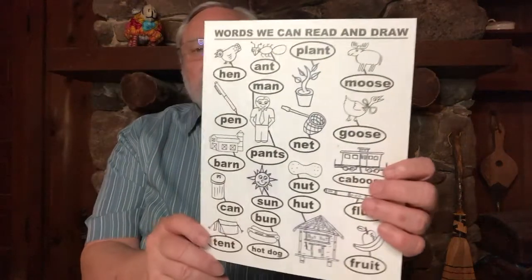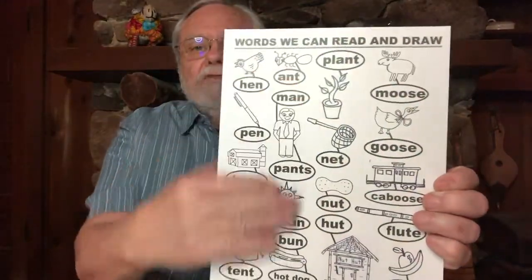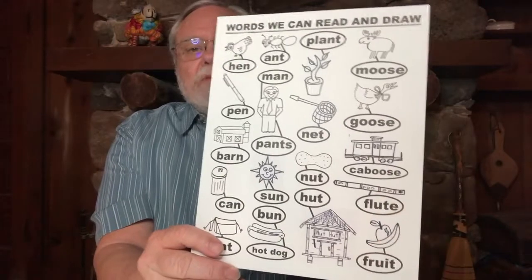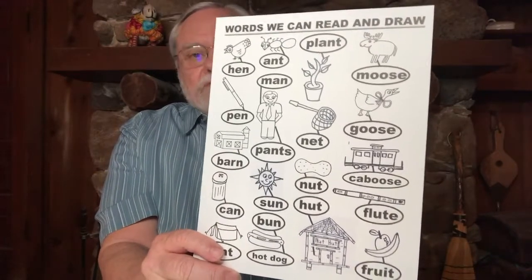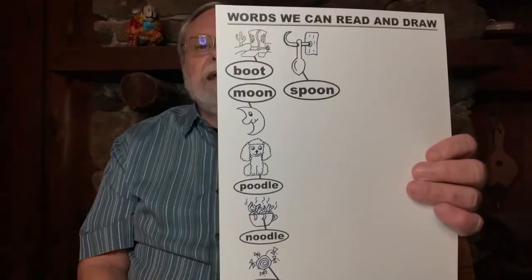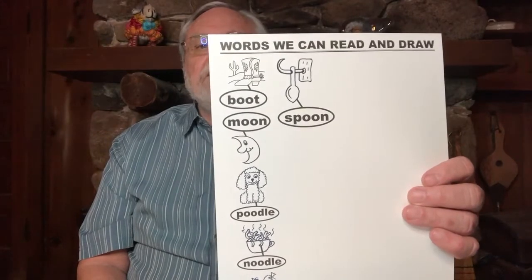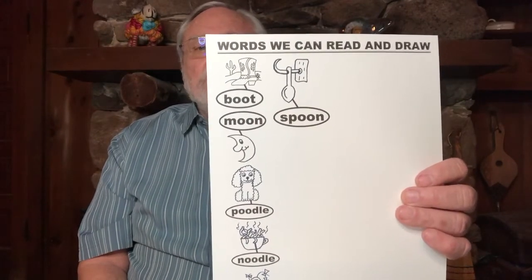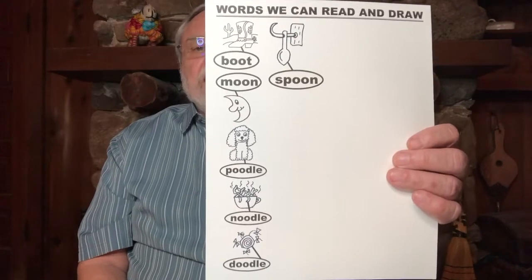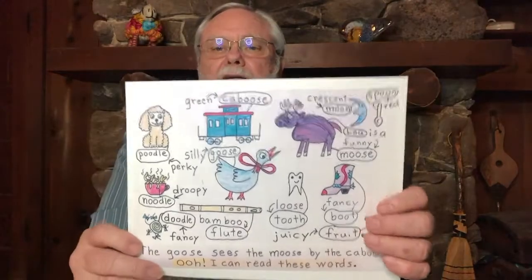So here's our chart to go up on the word wall, and all of these pictures over here had Nellie Newt sound, and then this last column has pictures with Lulu Moose, and we drew most of those in our lesson last time. So here we have a moose, a goose, a caboose, a flute, and fruit. And then we ran out of space on that chart, so we added some more here. And here we have a boot, and we have a moon, and a poodle, and a doodle, and a noodle, and a spoon.